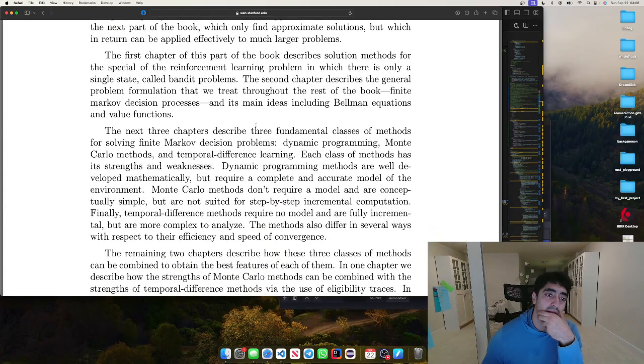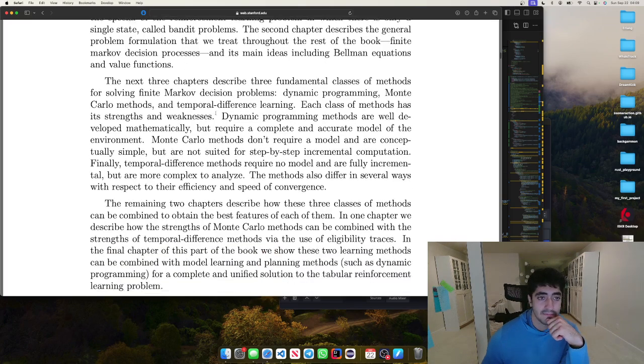The first chapter of this part of the book describes solution methods for the special case of the reinforcement learning problem in which there is only a single state, called bandit problems. The second chapter describes the general problem formulation that we treat throughout the rest of the book: finite Markov decision processes. Its main ideas include Bellman equations and value functions.